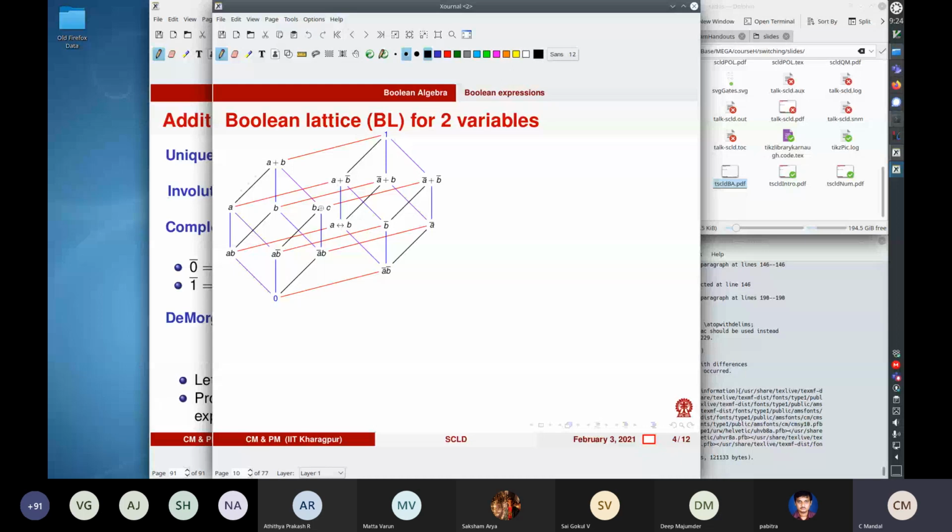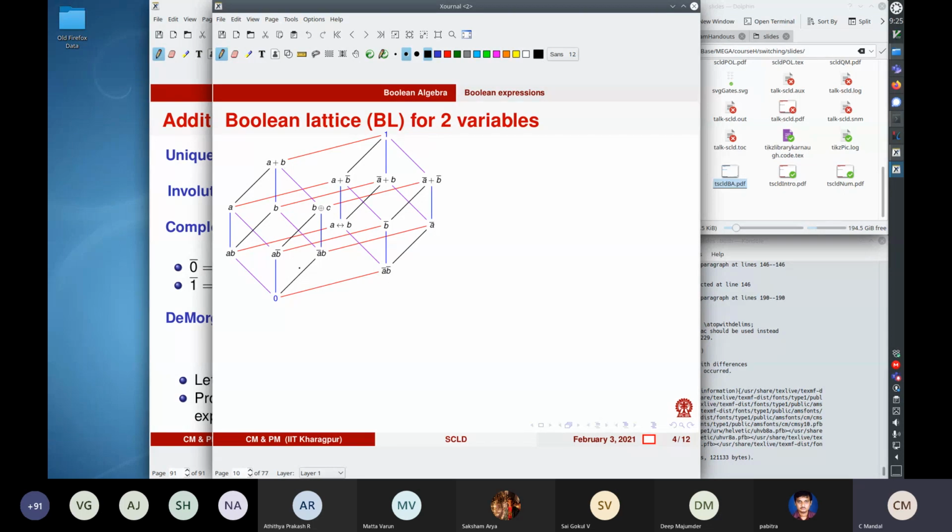You can relate this to various Boolean expressions. You can think of these various Boolean expressions as elements in a Boolean lattice. So if you have two properties A and B, these are all the possible functions that you can construct with two properties.